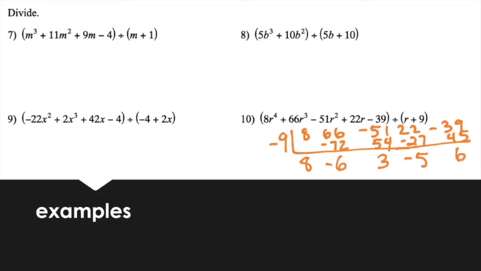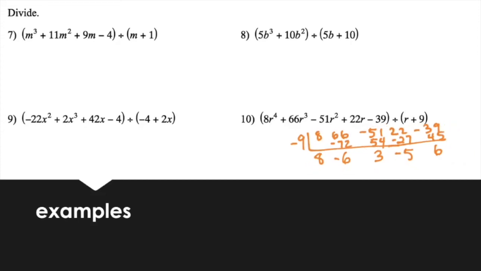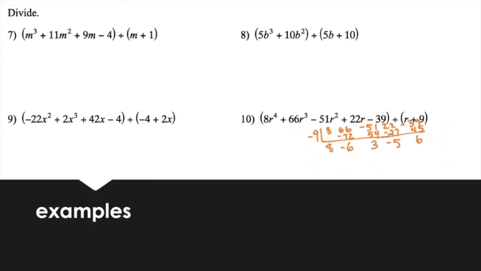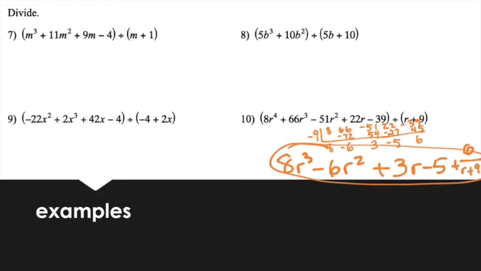We're not finished. We have to write our answer. We started out with the 4th power, so we're going to go down to the 3rd. We start with that coefficient, which is 8. 8r to the 3rd minus this coefficient, 6r, go down 1, squared, plus 3r minus 5, and then we have a remainder of 6 over the r plus 9. And this is the answer.